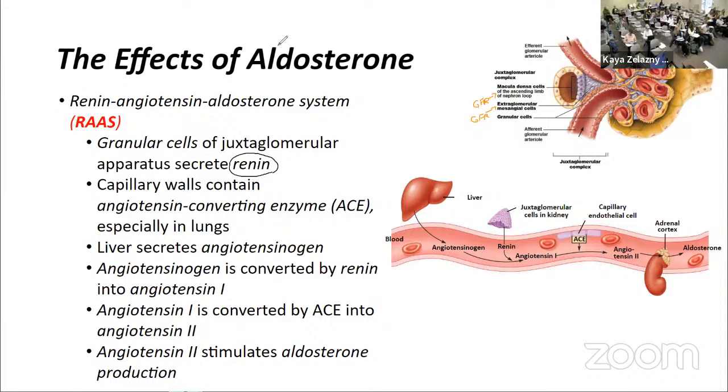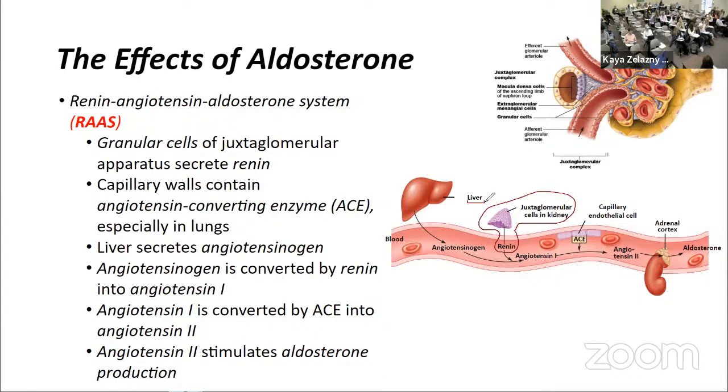Now we're thinking about the granular cells. The granular cells here are the ones that are secreting renin. You can see these granular cells tucked into this space between the end of the nephron loop and our afferent arteriole. And we can see some on the other side of the afferent arteriole as well. What that renin is doing is affecting a molecule that we already have in the blood that came from the liver.